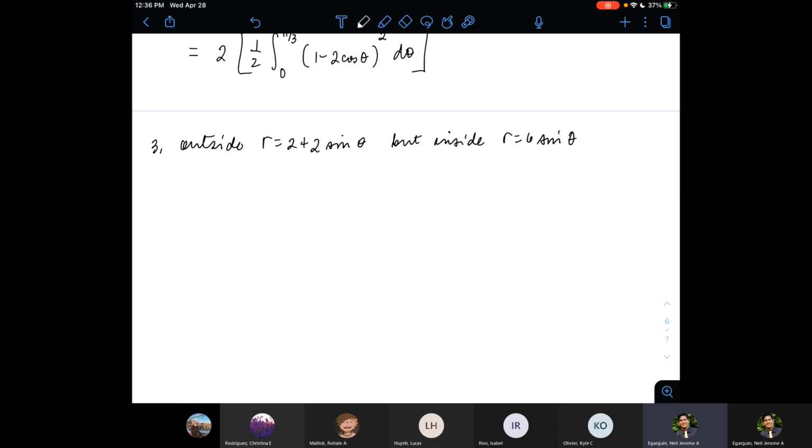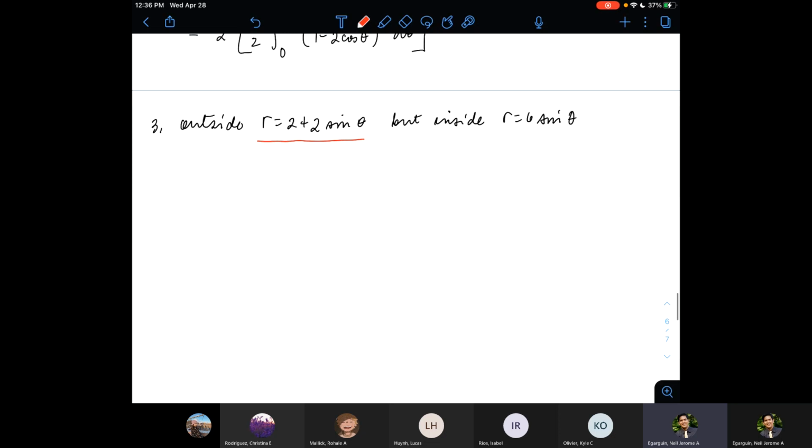Okay, so let's sketch the graphs. Let's start with this one. So we have a limaçon. The one underlined with red is a limaçon, with a over b equals 2 over 2 equals 1. So we have a cardioid, or a heart-shaped graph.